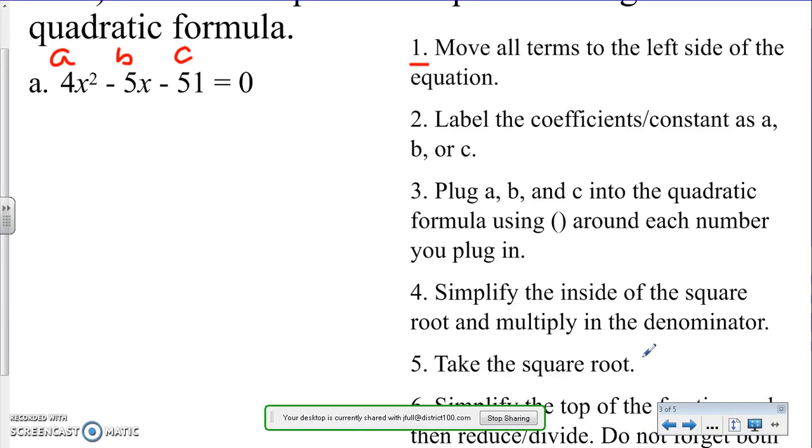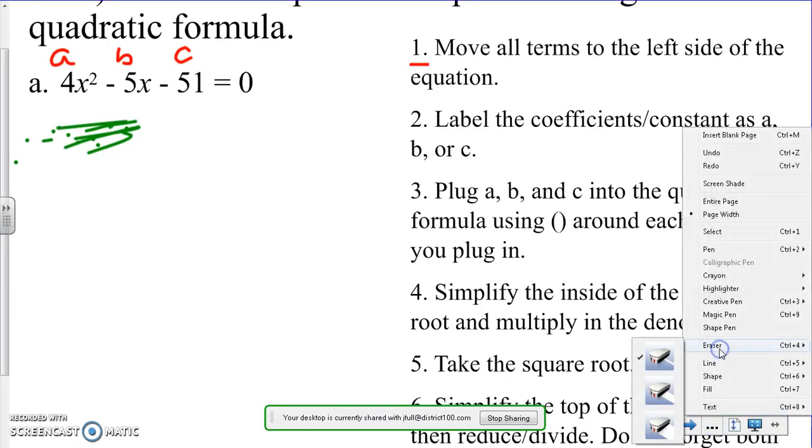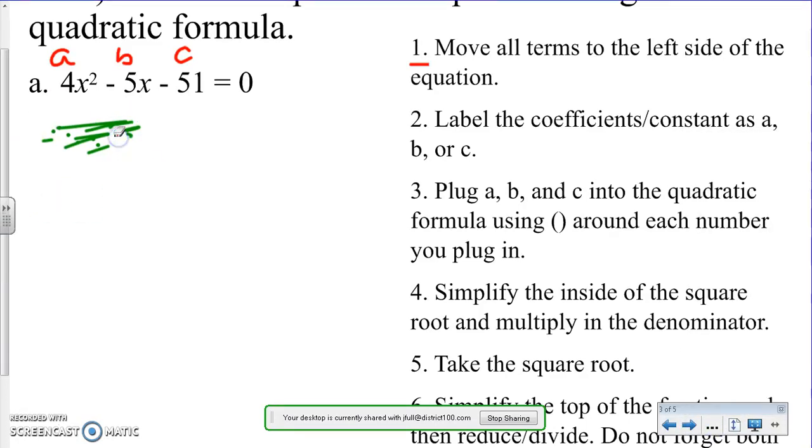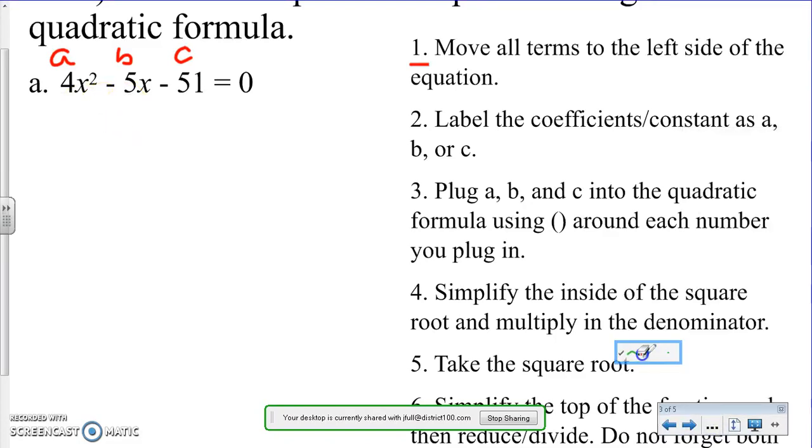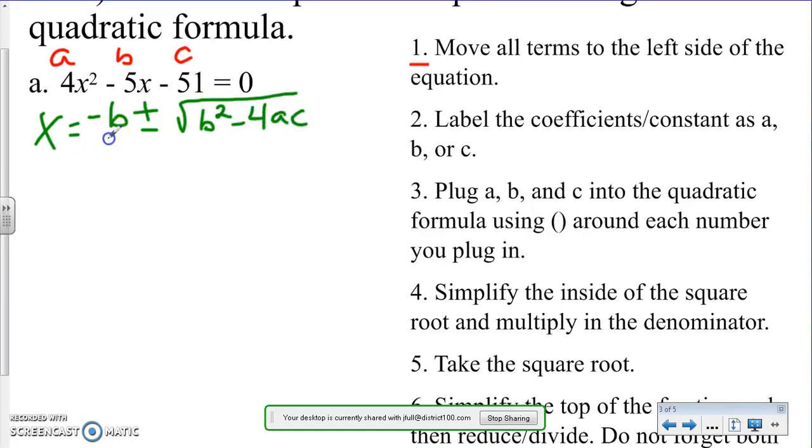Once we have those labeled, we can actually plug them in to the quadratic formula. And if you have that memorized, it makes a difference. Apologize. Let me get rid of that extra. I'm trying to clean my screen. Okay, so let's go ahead and write that down and kind of talk our way through that formula. We have x equals -b, or the opposite of b, plus or minus the square root of b squared minus 4 times a times c all over 2 times a.